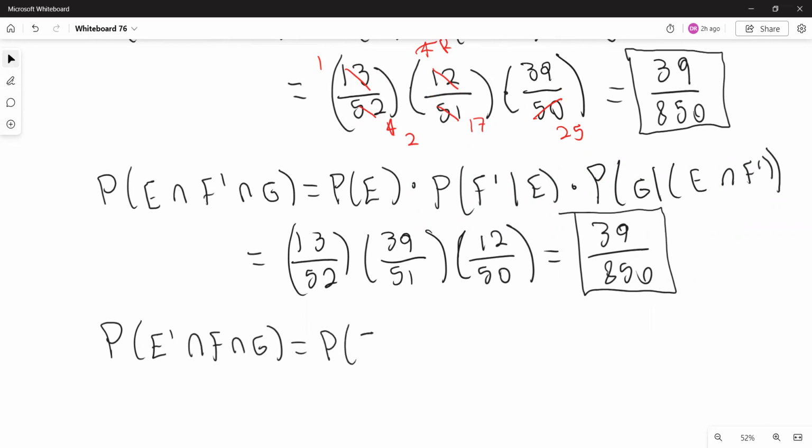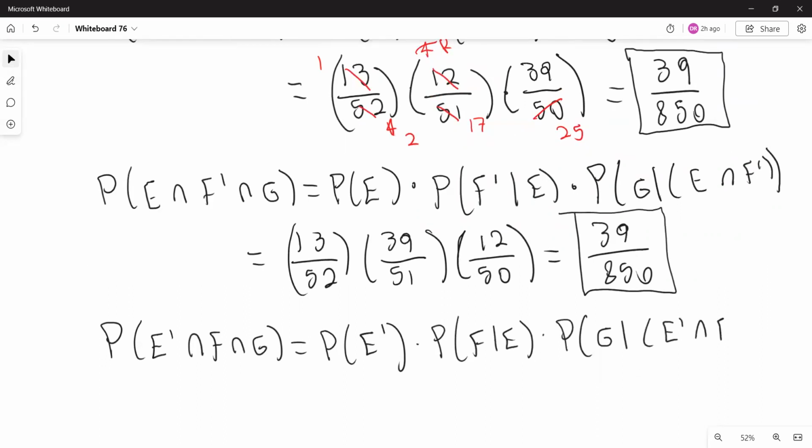So that's the probability that the first one is not a heart, times the probability that the second is a heart, given that the first one is not a heart, times the probability that the third one is a heart, given that the first is not a heart but the second one is a heart. The probability that the first one is not a heart is 39 over 52. So there are 39 cards that are not hearts, and that's by the way a complement. The probability that the second one is a heart, given that the first one is not a heart: if the first one was not a heart, there are 13 hearts left and 51 cards left.